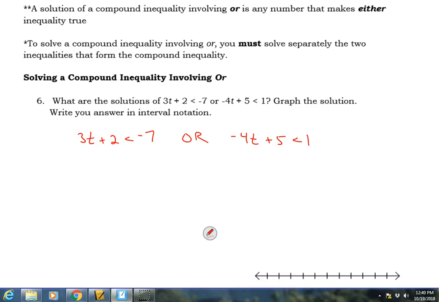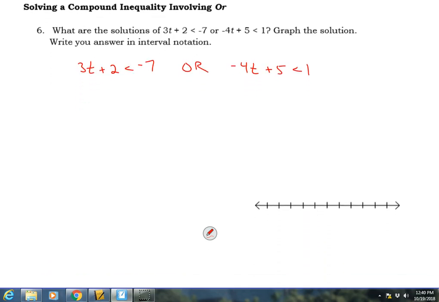Now, these are actually kind of nice because they're just two completely separate inequalities that we're solving. I'm going to come over here to the first inequality. I'm going to subtract 2 from both sides. So I get 3t is less than negative 9. I'm going to divide both sides by 3. I'm not going to flip the inequality sign because I didn't divide by a negative number. So I'm done with that inequality, and now I go to the other one and solve the other inequality.